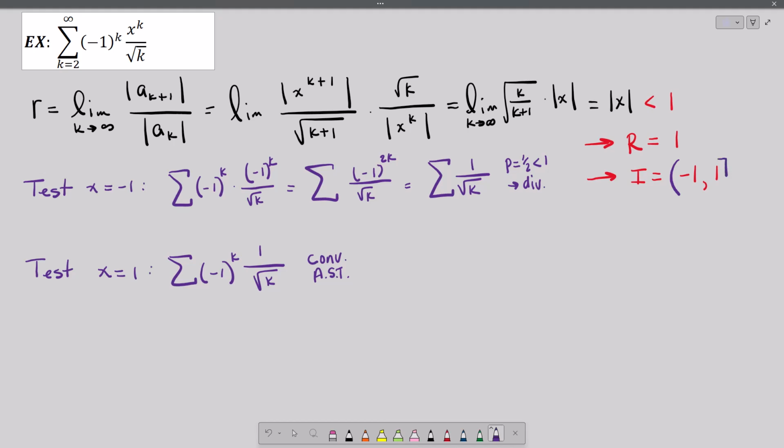So now we've concluded the 2 things that we need for a power series: the radius of convergence and the interval of convergence.